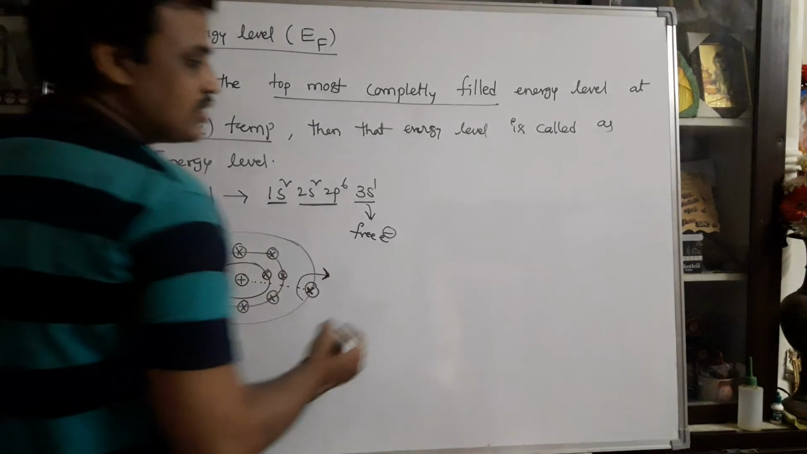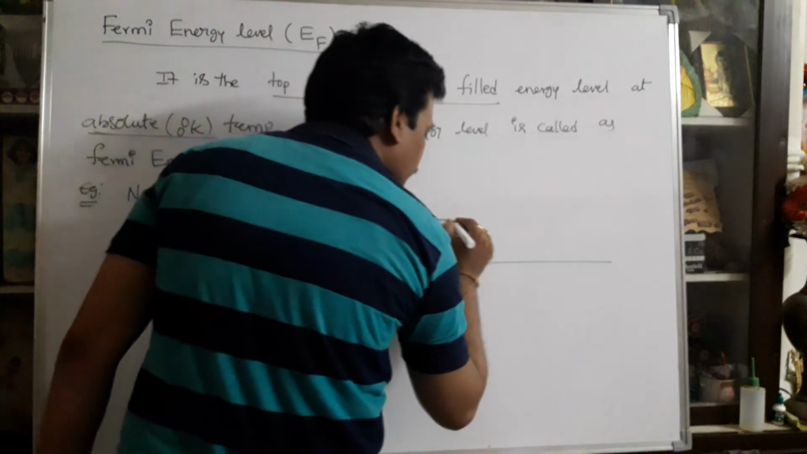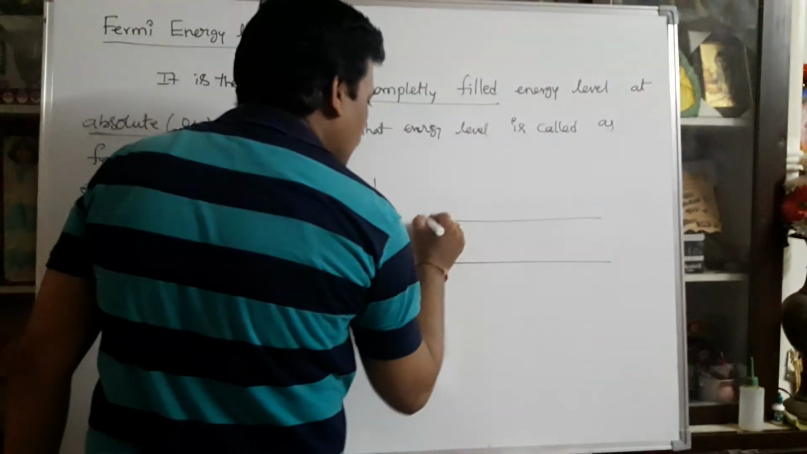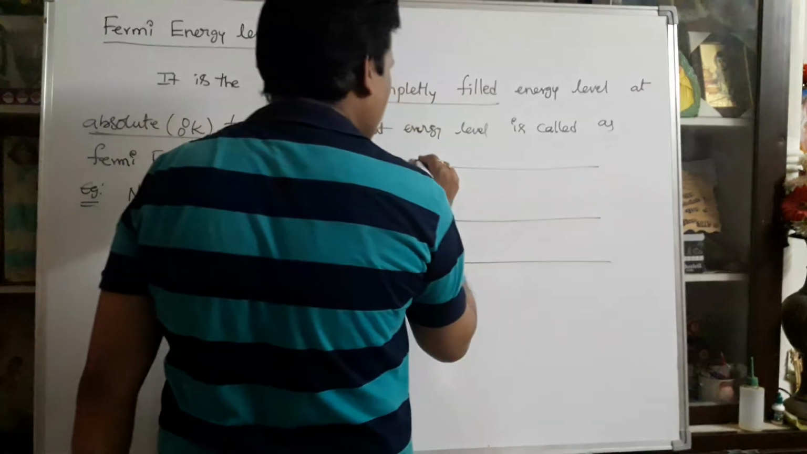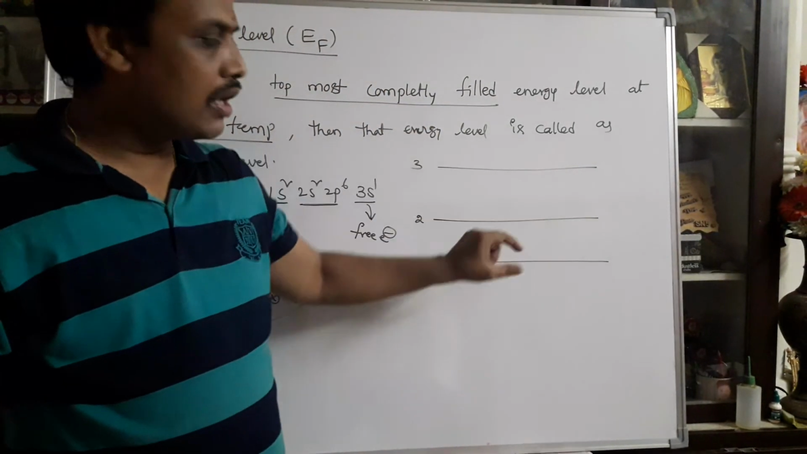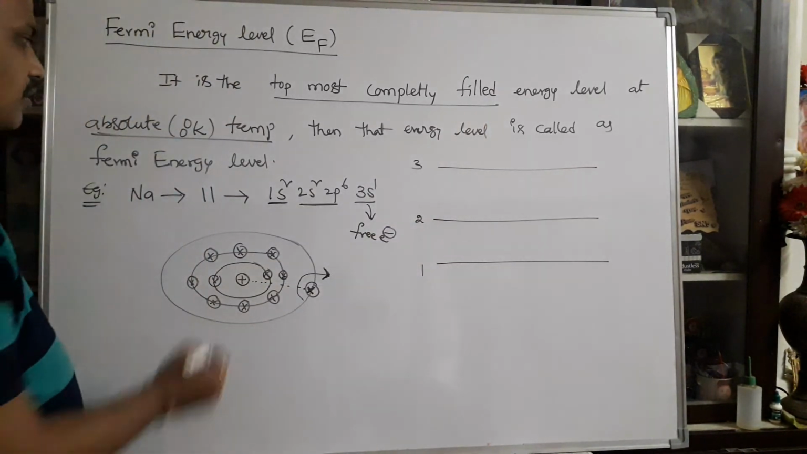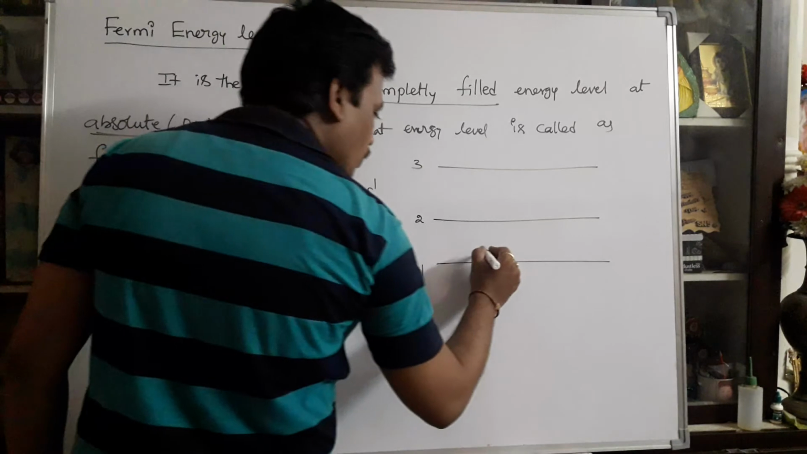So according to energy levels, there is the first orbit energy level, second orbit energy level, third orbit energy level. Everyone knows that from the ground state to higher states, the energy gap is increasing. So in the first, how many electrons are there? Only 2 electrons.